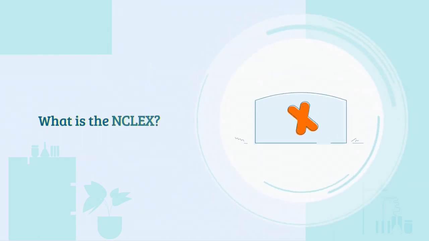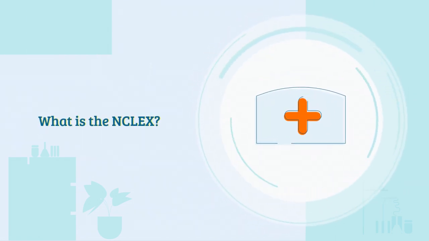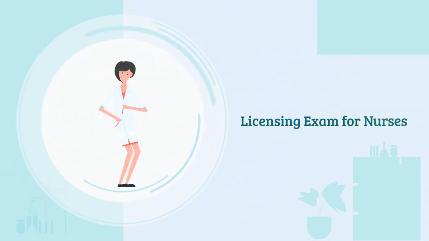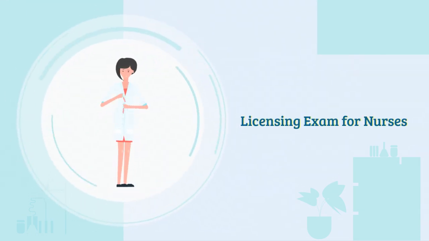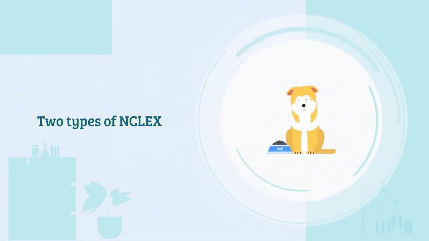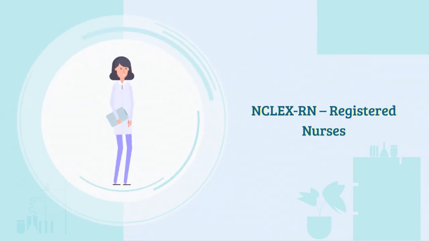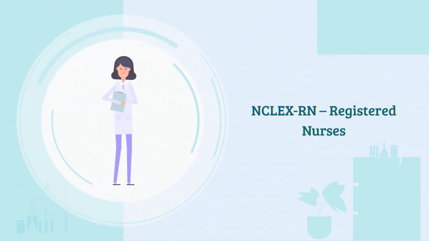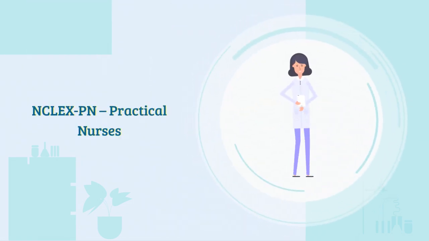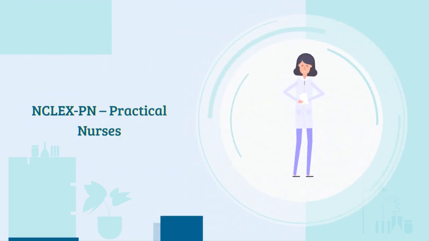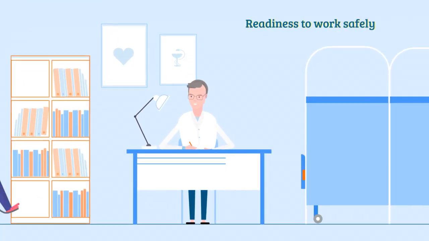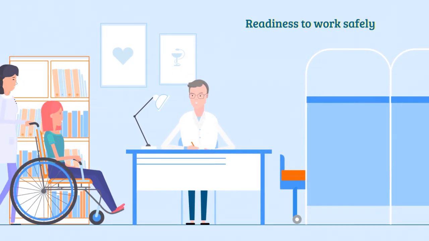What is the NCLEX? The NCLEX is a licensing exam for nurses in the USA, Canada, and Australia. There are two types: NCLEX-RN for registered nurses, and NCLEX-PN for practical nurses. It checks if you're ready to work safely as a new nurse.